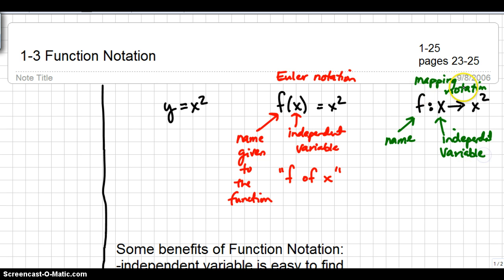So when you say mapping notation aloud, you're going to say f maps. Then you do mention the variable, and then instead of an equal sign, they use an arrow. So you say f maps x onto, and then you say the rest of your formula. So students are going to practice using both types of notation today, and also practice their order of operations.